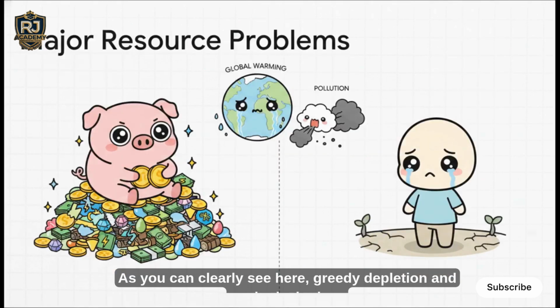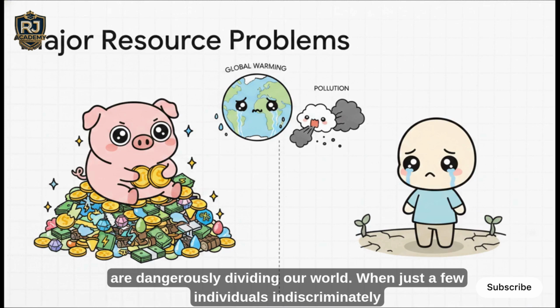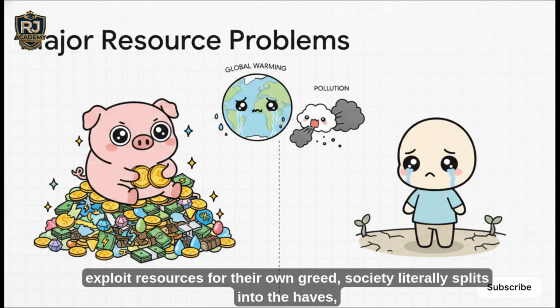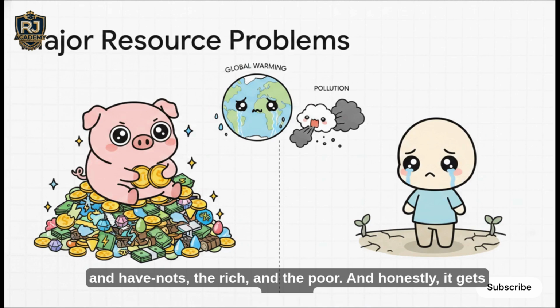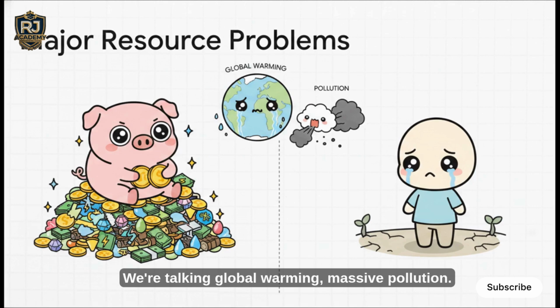As you can clearly see here, greedy depletion and ecological crises are dangerously dividing our world. When just a few individuals indiscriminately exploit resources for their own greed, society literally splits into the haves and the have-nots, the rich and the poor. And honestly, it gets worse. This reckless usage triggers severe global ecological crises. We're talking global warming, massive pollution. We simply cannot survive on that path, right?